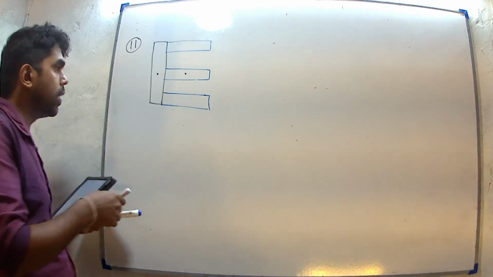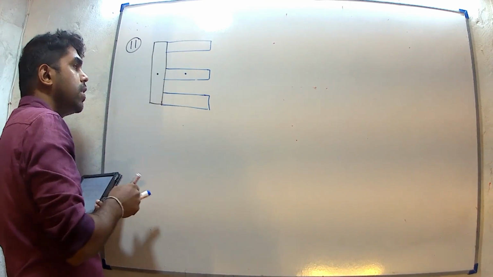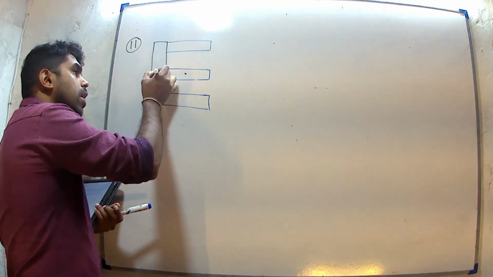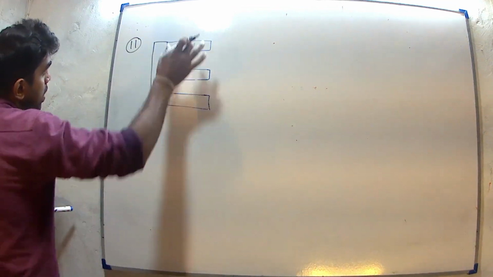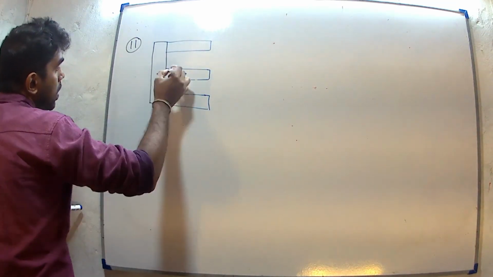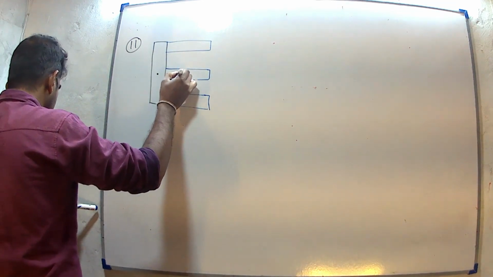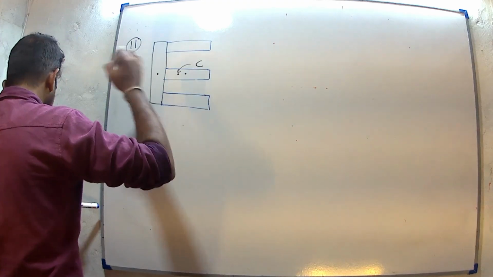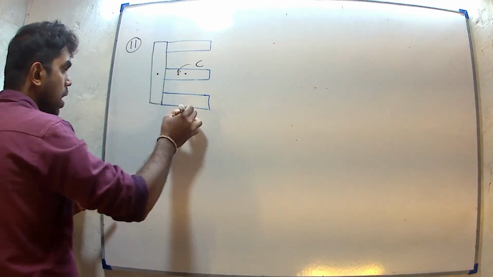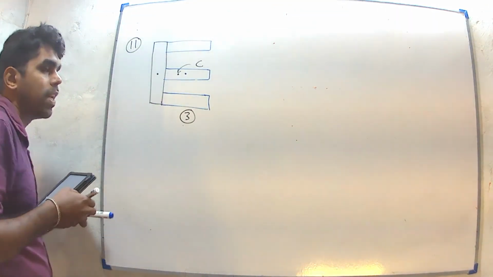But due to the weight of this part, center of gravity should be between these two points, and the large weight is horizontal part. Then center of gravity should be near to the horizontal part. Then we can get C should be the correct answer. Answer is 3 for the question number 11.